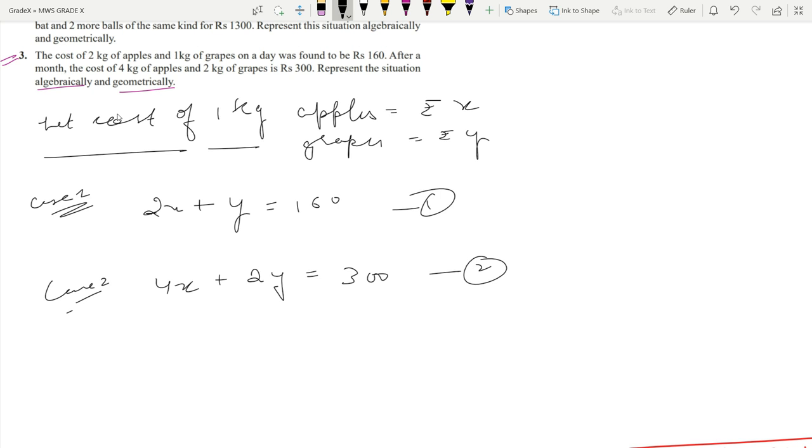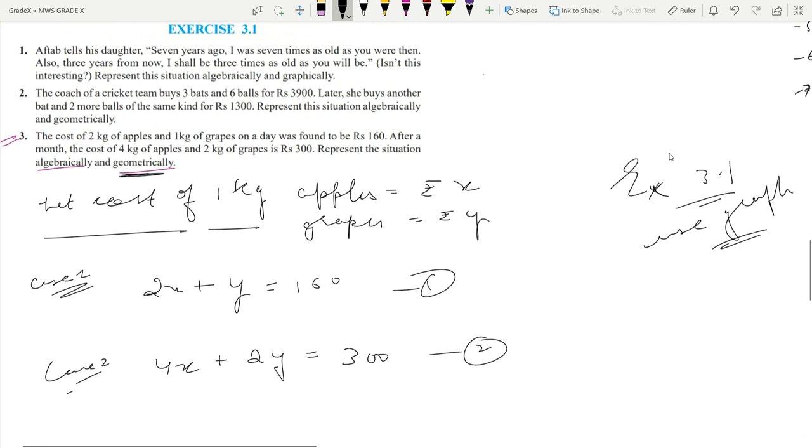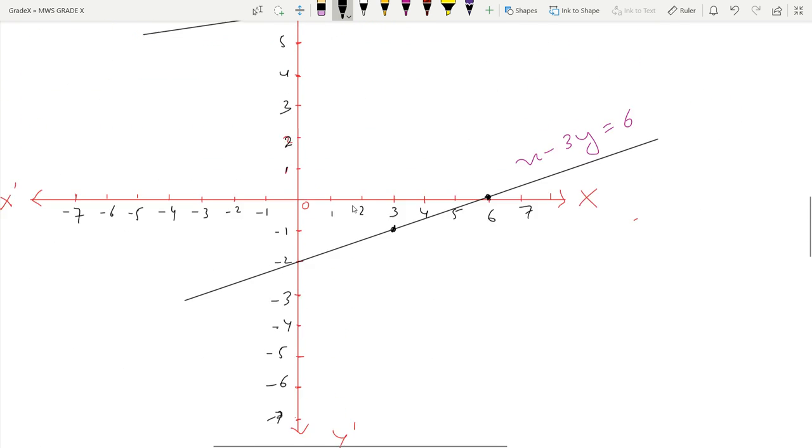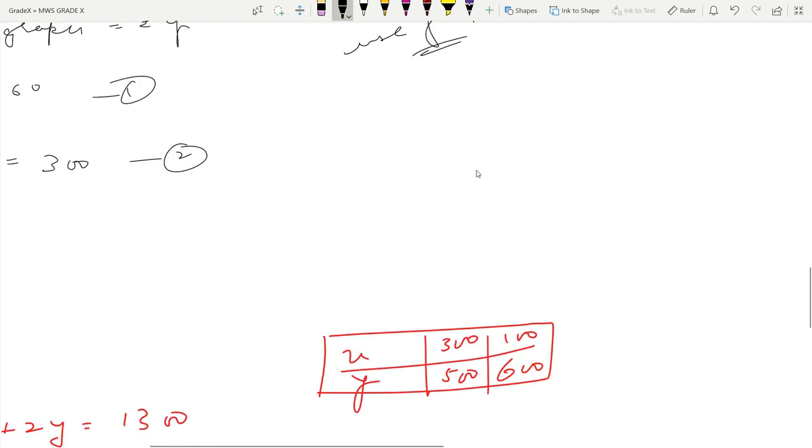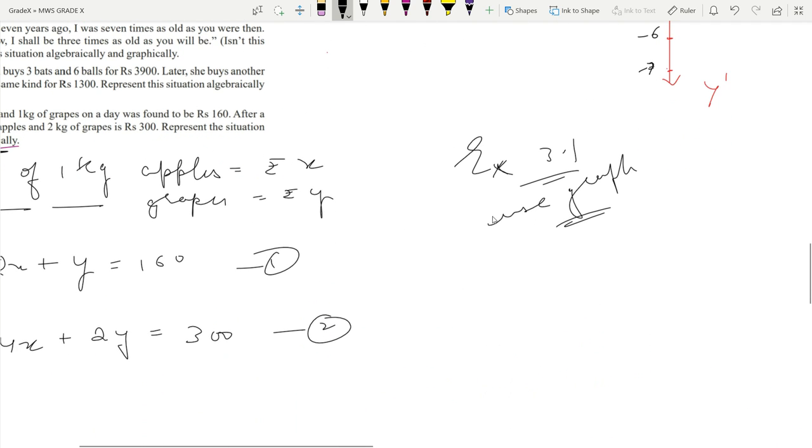So I have represented it algebraically. Now geometrically or graphically you need to do it. This is the only homework: you have to do exercise 3.1 in your fair notebook and use graph for the Cartesian plane. Clear? And do exercise 3.1 in your fair notebook.